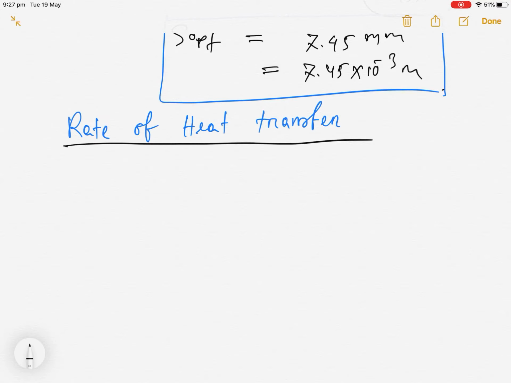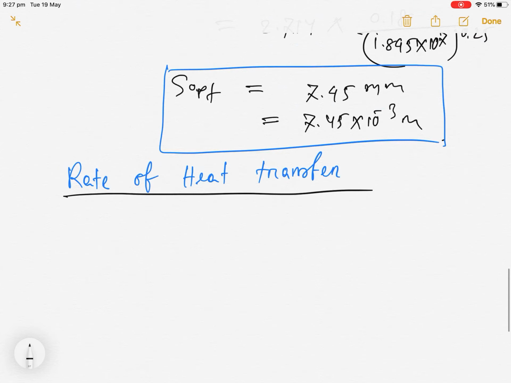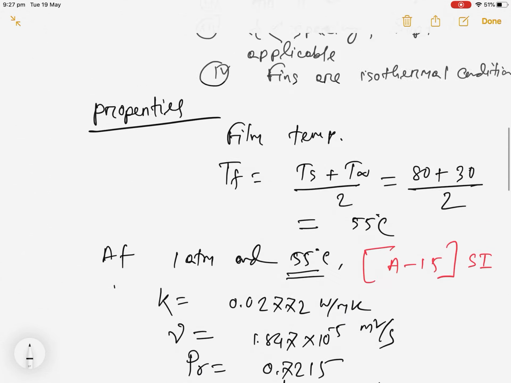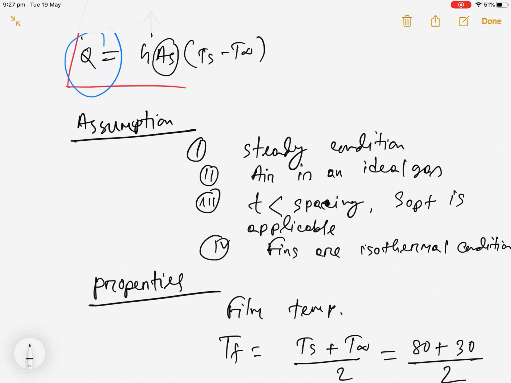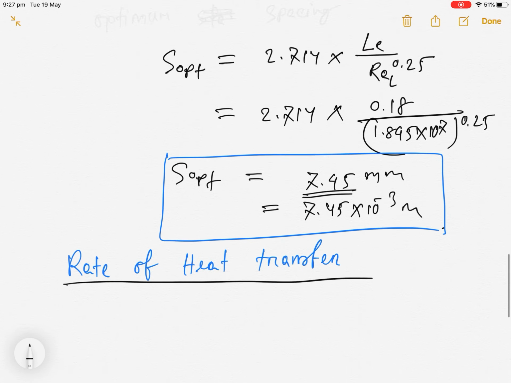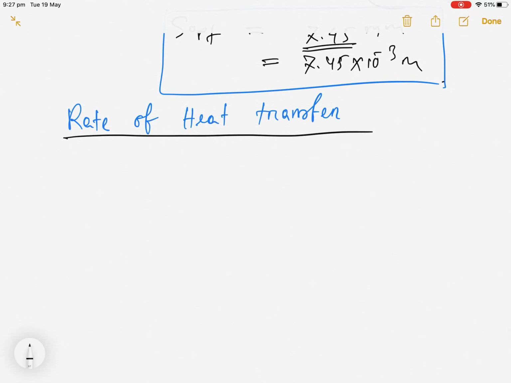Actually, what we found here, the fin optimum spacing is 7.45 millimeter, and the fin thickness was 1 millimeter. So that means it is about 8 times the thickness of the fins. Therefore, the assumption we made earlier, you can remember, that the spacing is applicable. So yes, because the thickness is relatively small. Anyways, we calculated the spacing, so we need the number of fins now.